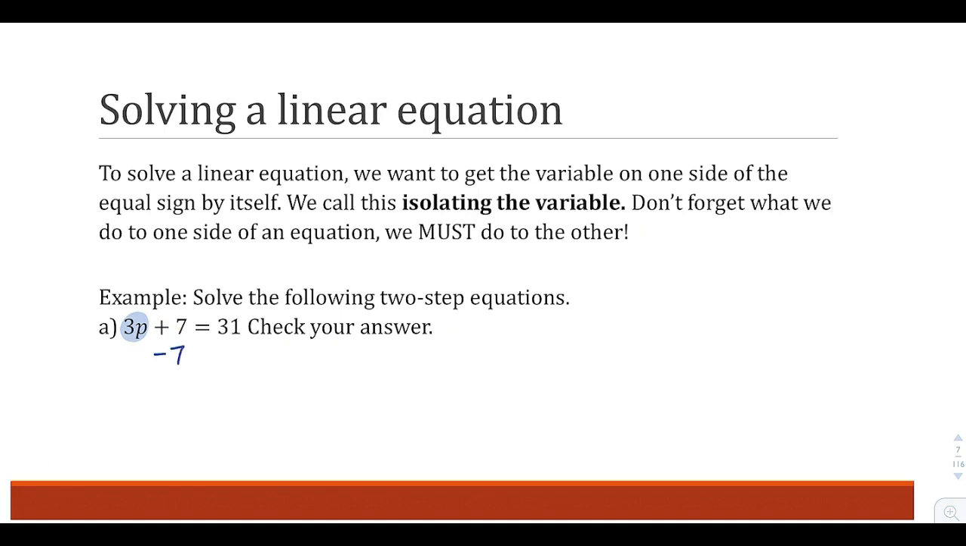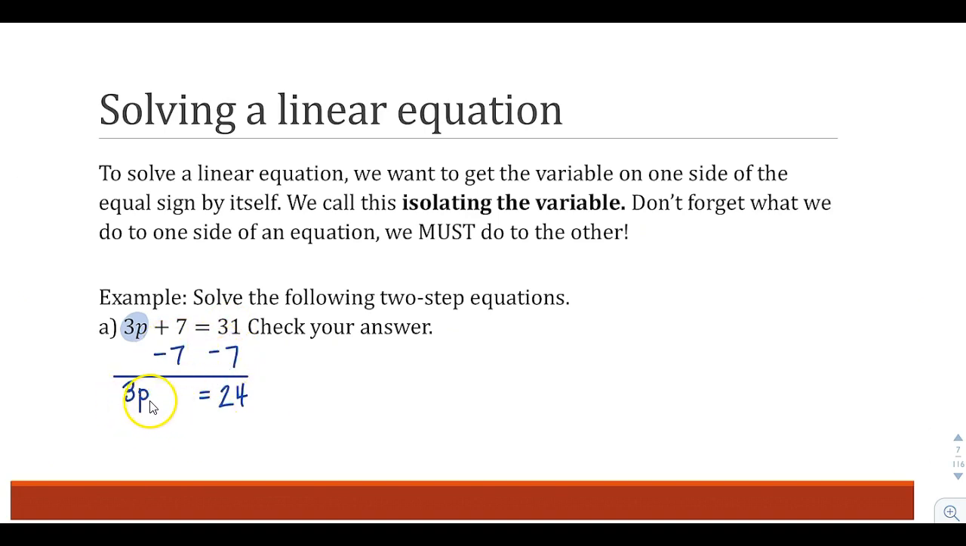So I'm going to subtract 7, but whatever I do to one side, I do to the other. So I end up with 3p plus 7 minus 7 is going to give me 0. So I just have 3p now is equal to 24, subtracting 7 from 31. So now that was one step.